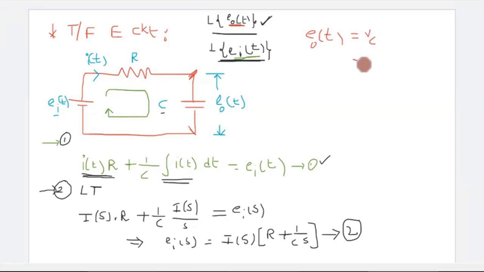We know the formula for Vc, the voltage across the capacitor. What's the formula? Vc equals 1 by C times the integral of i of t dt. This is in the time domain, but we require it in the frequency domain, or S domain. For getting the S domain, just apply the Laplace transform to this equation.